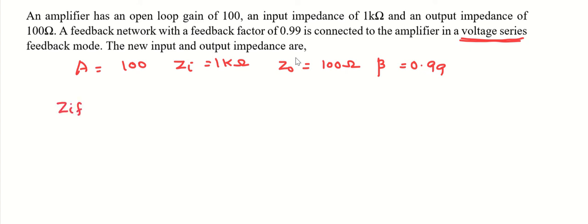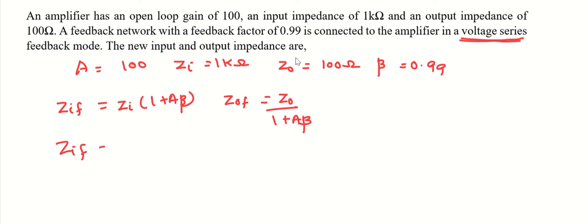That is, after feedback, the input impedance will be Zi into 1 plus A beta and output impedance will be Zof equal to Zo divided by 1 plus A beta. Substitute the given values in this equation. So you will get Zif equal to 100 kilo ohm and Zof will be equal to 1 ohm. So this is the answer for this question.